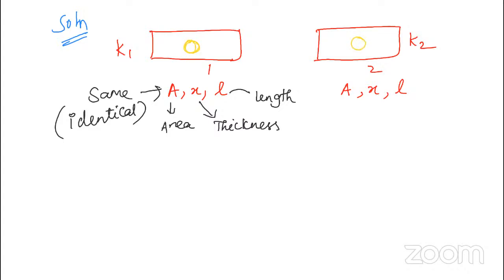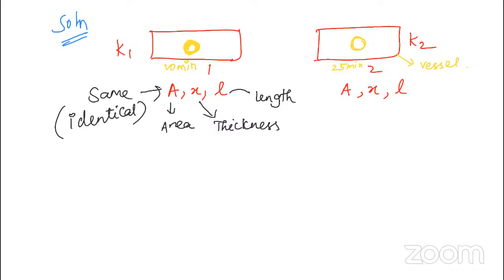In the first vessel, the ice melts completely in 10 minutes. In the second vessel, we place the same quantity of ice, but it melts completely in 25 minutes. When it changes like this, what will be the ratio of K1 and K2? That is the question.